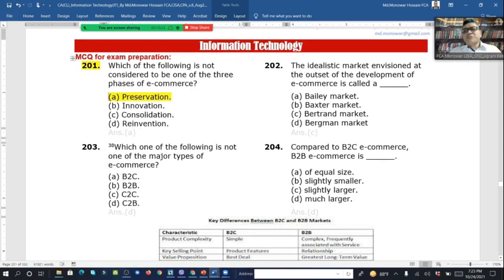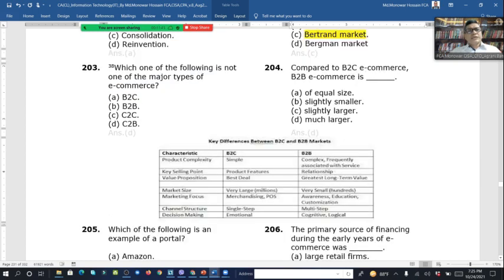The idealistic market future at the outset of the development of e-commerce is called a, here the basic answer is patent market. Here 203, which one of the following is not one of the major types of e-commerce?